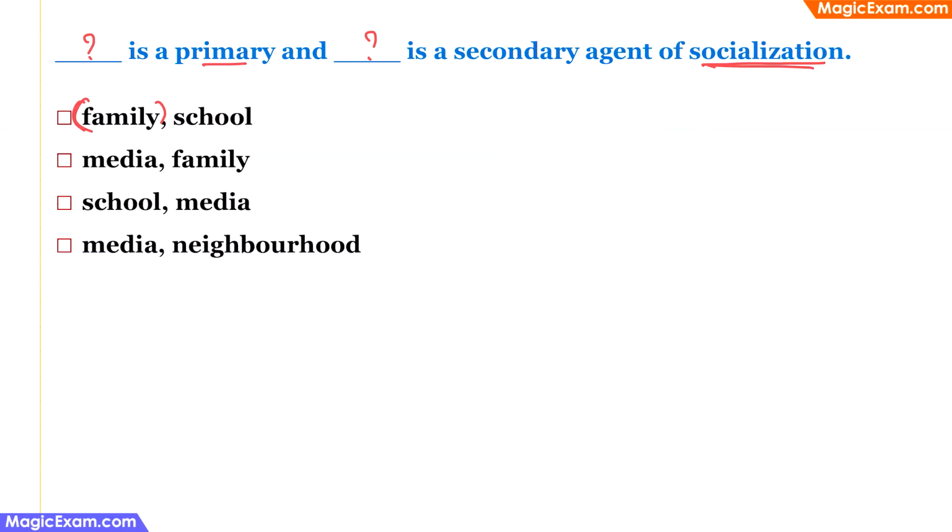Therefore, family should be primary and everything else will be secondary. That will be the school, the neighborhood, the media will be secondary. Therefore, family is primary and school is secondary. Therefore, this has to be the correct answer.